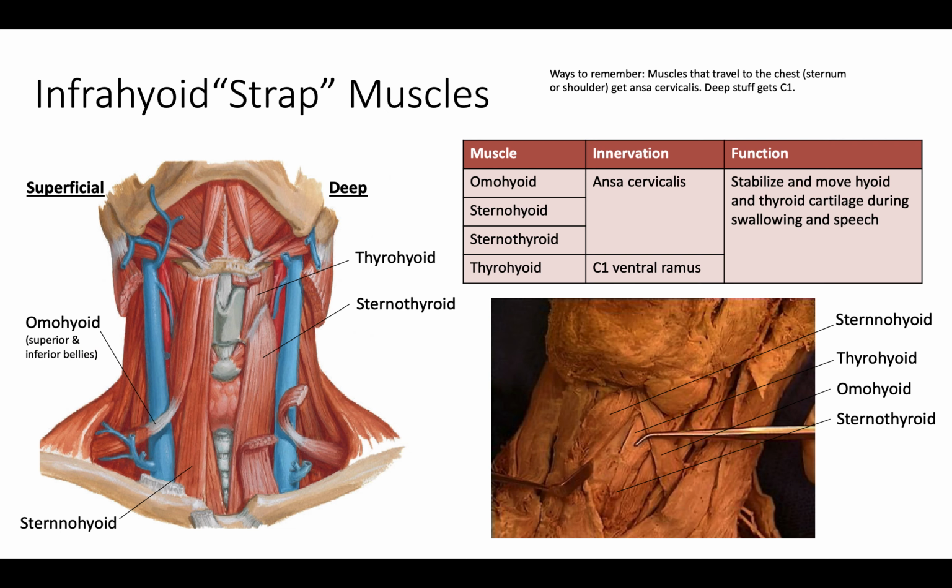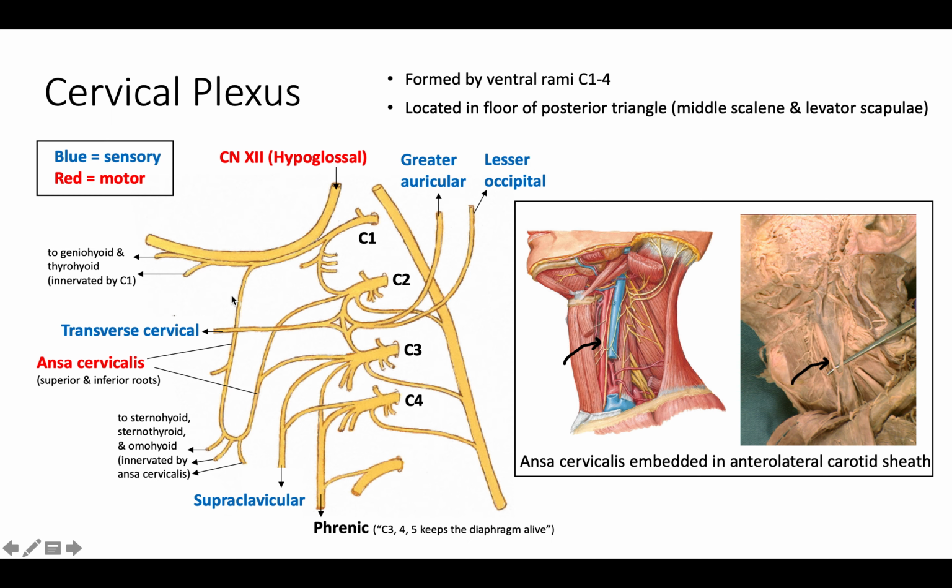So we've got our omohyoid, so omo meaning shoulder, to our hyoid. We've got the sternohyoid, so sternum to the hyoid. Then we've got our sternothyroid, so that's going to be sternum to our thyroid cartilage right here. Those are all ansa cervicalis, and they're helping stabilize and move the hyoid during swallowing and speech. And then something that's deep, again, thyrohyoid. It's going from that thyroid cartilage up to our hyoid, and so it gets C1.